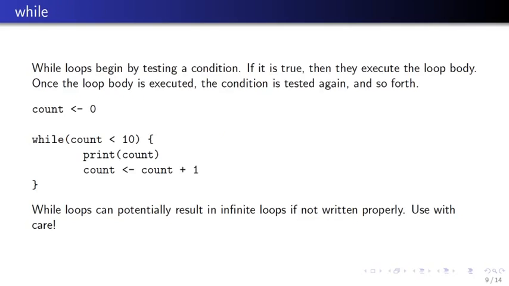So the while loop is the other major looping construct in R, and the basic idea is that the while takes a logical expression and will execute the loop based on the value of that logical expression. So for example, I've got a very simple loop here. It initializes a count variable equal to 0, and then while that count is less than 10, it prints out the count and then increments the count by 1. So as soon as the value of count gets to 10, the loop stops, and then it'll go on to the next body of code.